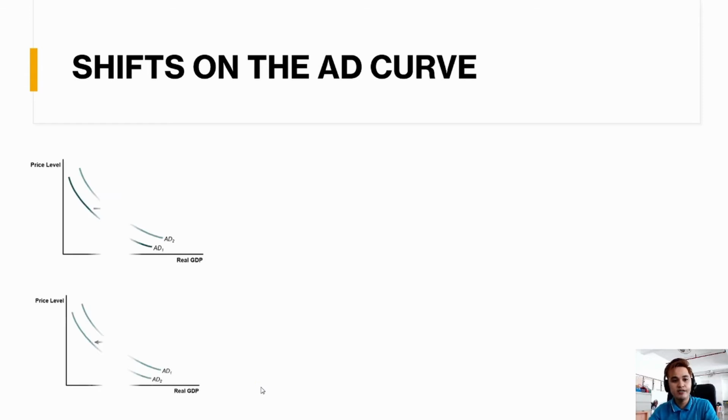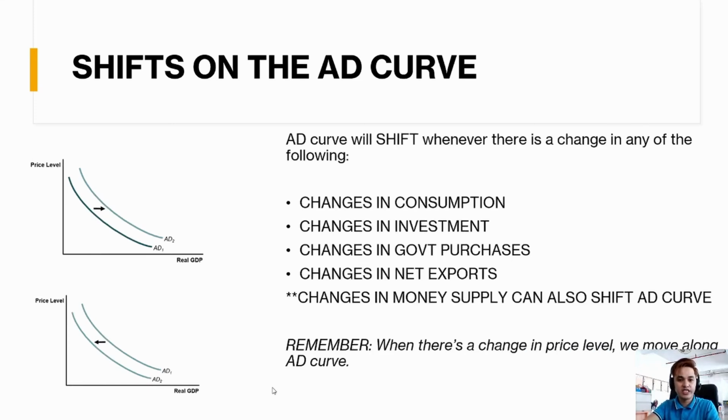Alright, so our AD curve or aggregate demand curve will also shift either to the left or to the right. So what are the reasons that our AD curve will shift? It depends on the changes of these components, katong si C, si I, si G, and si X minus M. So any changes of these components will either shift our AD curve to the right or to the left.